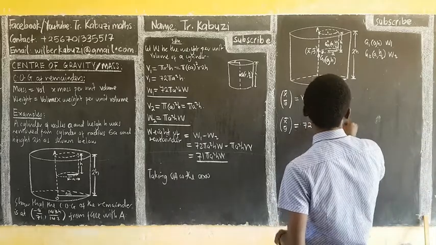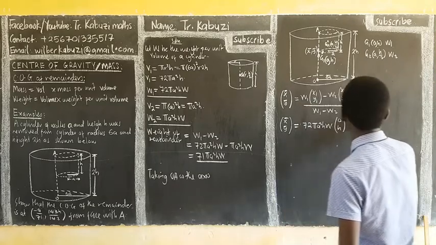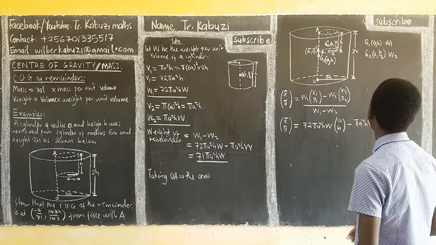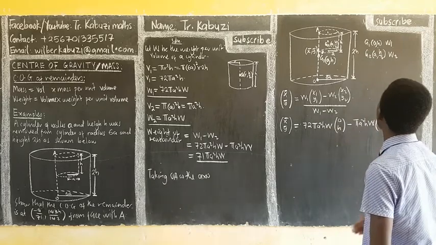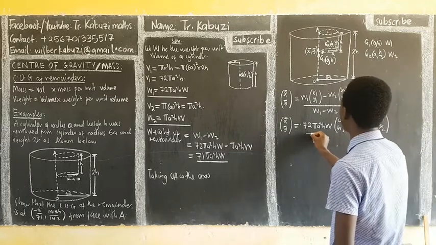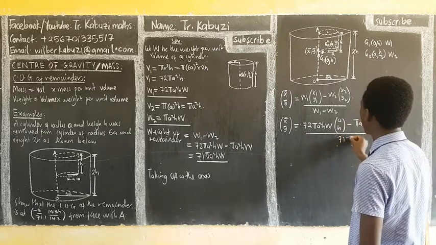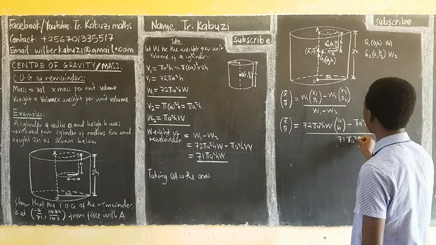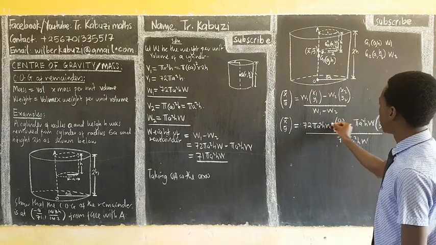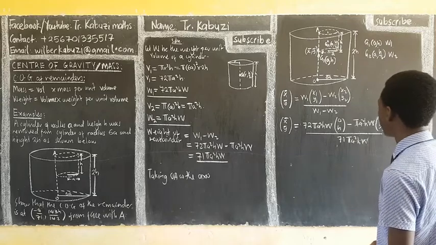It's acting at 0, h, then minus pi h squared hw times, where is it acting? It's acting at a, then h over 2. The whole over w1 minus w2, we got 71 pi a squared h w. Now this one is common, so it's out. I think you can see it's very common, so you cancel it out.